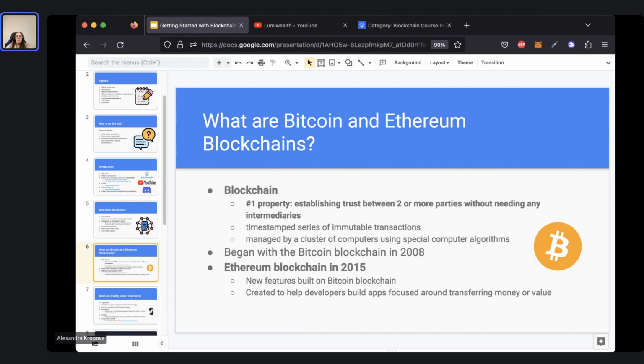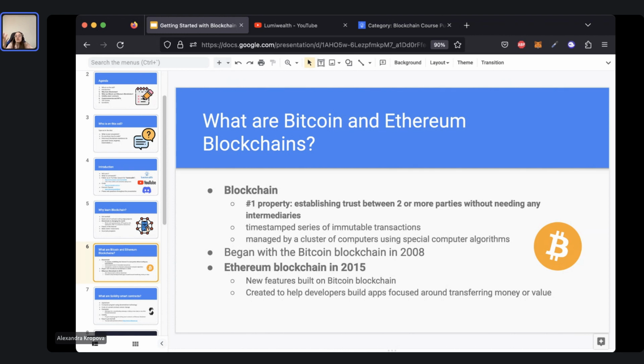The number one property of a blockchain that makes it unique, or a special piece of technology, is its ability to establish trust. Now, there are many other properties and benefits of a blockchain, but this is the number one property that you should remember. If you're going to remember anything from tonight, just remember this one sentence: the number one property of a blockchain is to establish trust between parties without an intermediary. So what does that mean? Well, let's take a look at an example. Let's say I want to do a large transaction like purchasing a house.